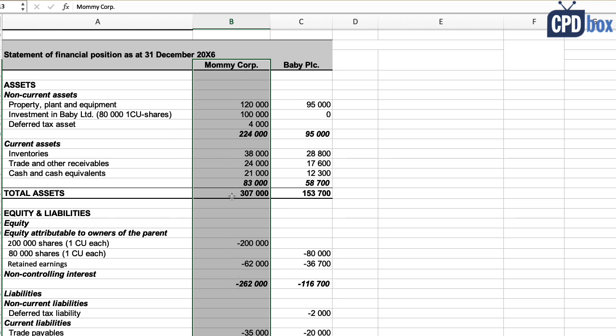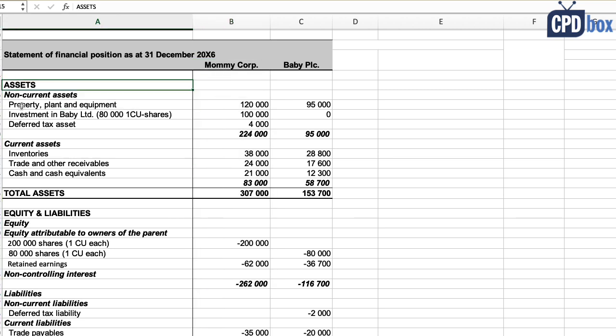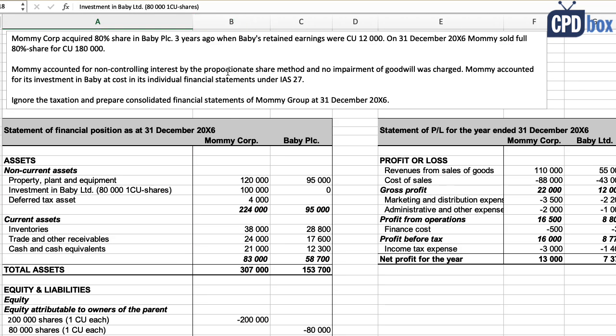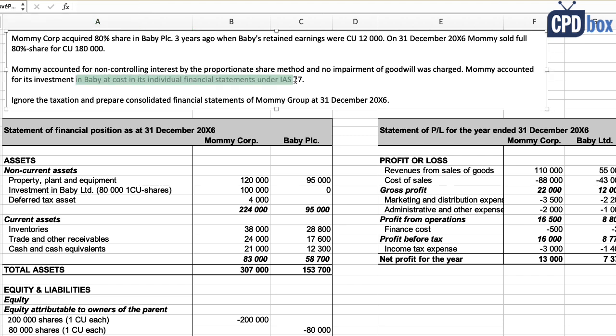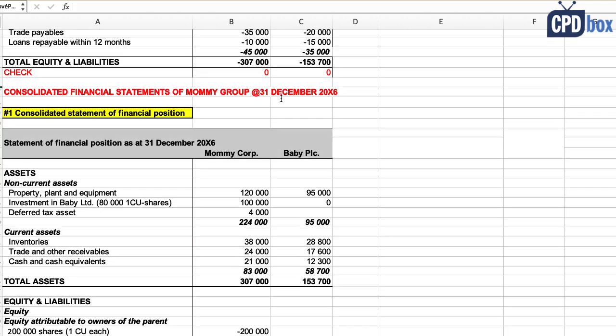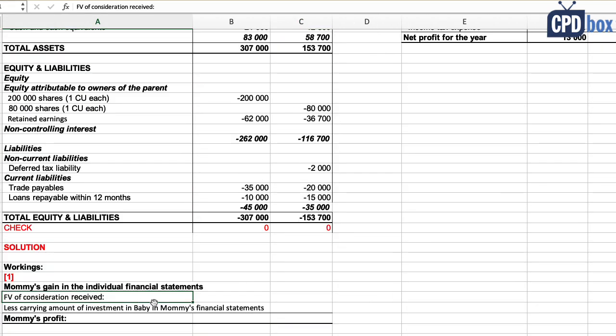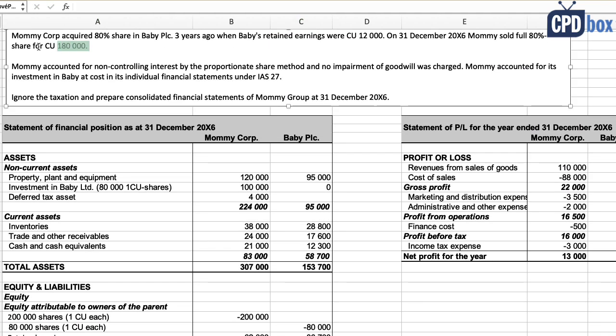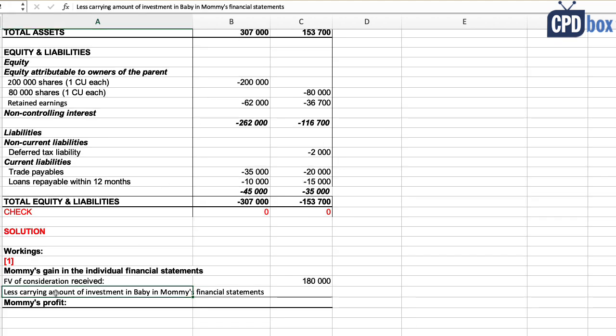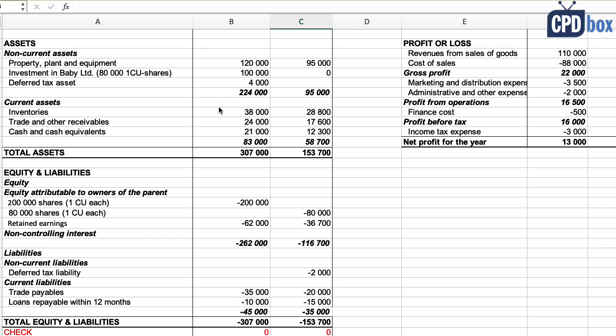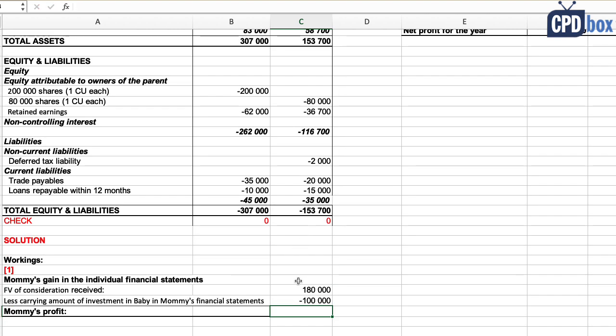Well, if you look at assets closely, there is still line item investment in Baby, which is cost of Baby's shares paid years ago. And the question says that Mummy accounted for Baby at cost in line with IAS 27. So we need to remove it plus recognize Mummy's gain. Let's calculate it in working number 1. The fair value of consideration received was 180,000, as said in the question. Less carrying amount of investment in Baby in Mummy's financial statements is minus 100,000. And so the gain is 80,000.